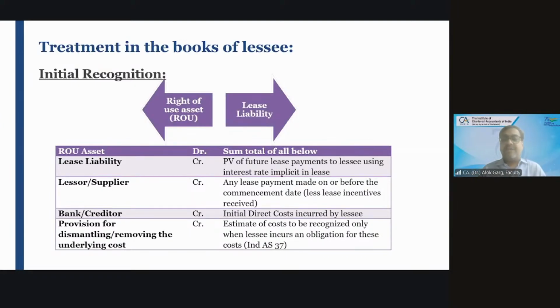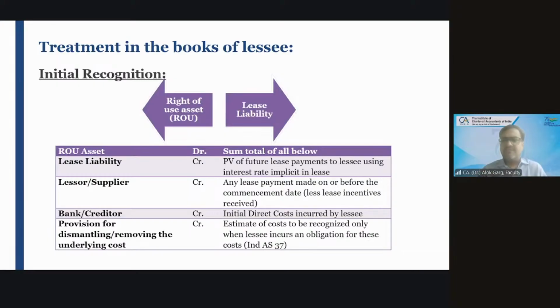Then we discussed the meaning of right of use asset. What is right of use asset? It is the present value of future lease payments. What is meant by future lease payments? Future lease payment means payment which is going to be made by the lessee after the commencement date, right? After the commencement date, because you are doing the accounting on the commencement date.